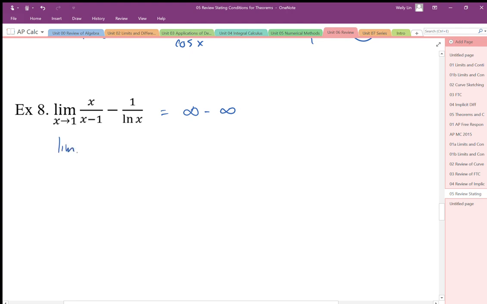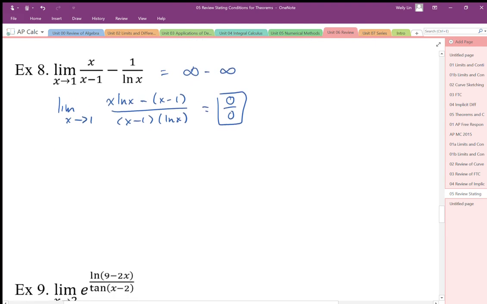Although this is an indeterminate form, we need to write this as a ratio. So I'm going to write this as a ratio, putting it over a common denominator, and this is going to give me my 0 over 0. Okay, so I'm going to end up with 0 minus 0 over 0 times 0. Okay, so there's my 0 over 0. I have my condition. I can apply L'Hopital's to this.